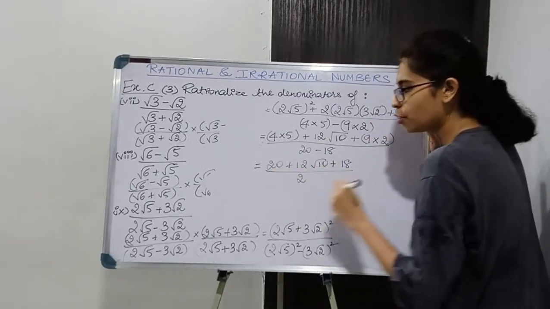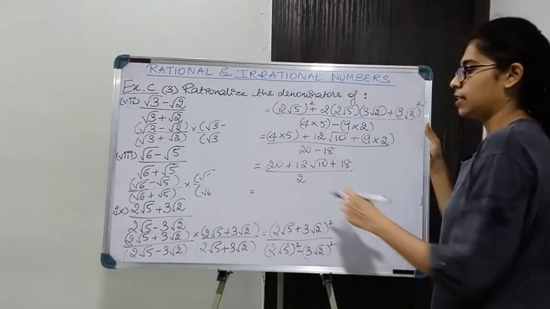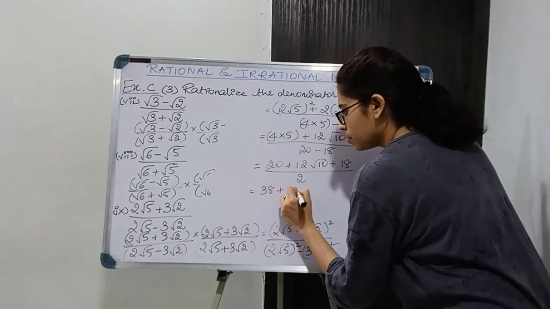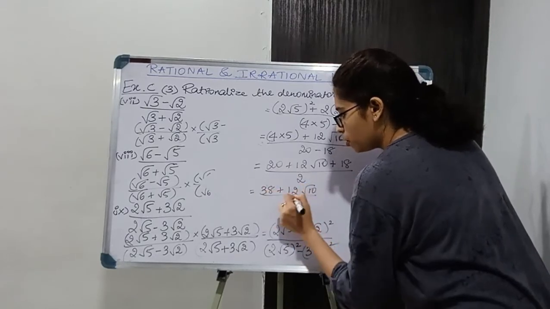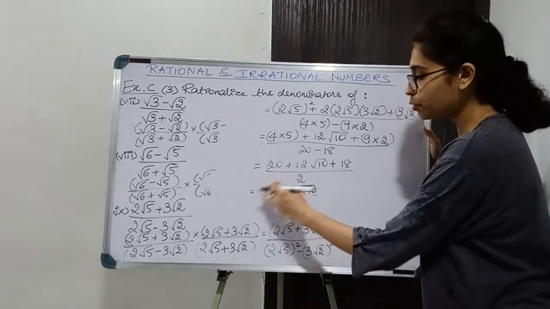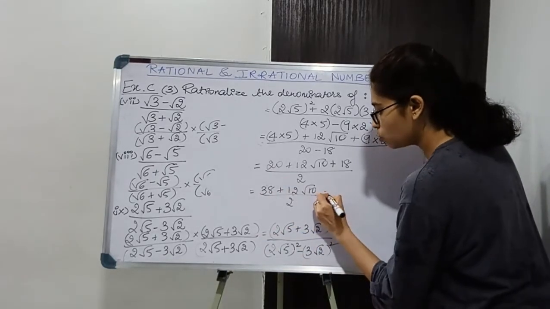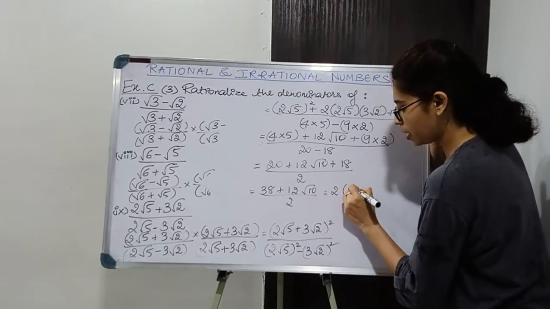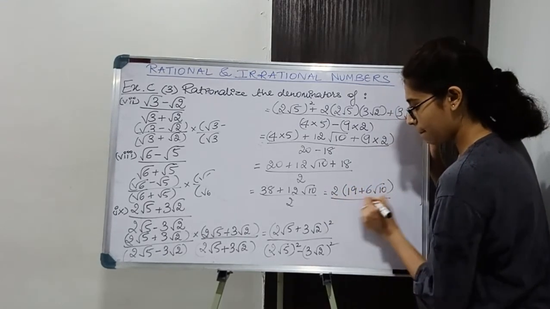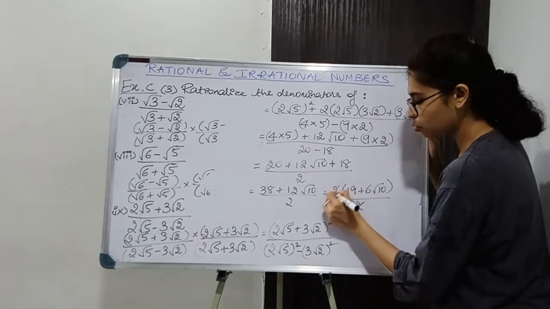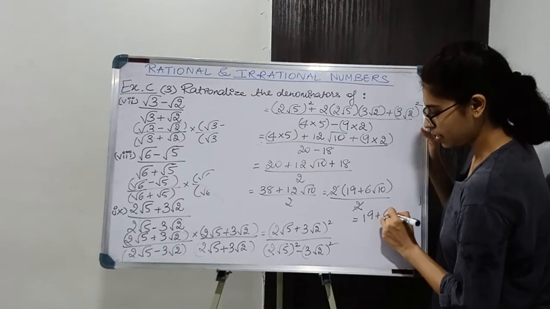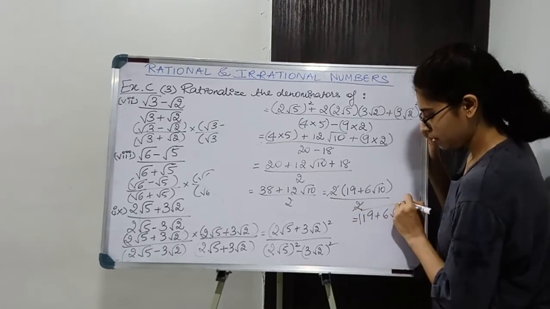I get 2 in the denominator. Now 20 plus 18 gives 38 plus 12 root 10 upon 2. Now all these are multiples of 2, तो मैं 2 कॉमन निकाल सकती हूँ. So I'll take 2 common. So I get 19 plus 6 root 10 upon 2. 2 gets cancelled. So the final answer is 19 plus 6 root 10.